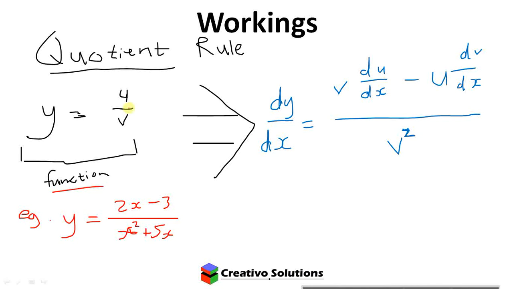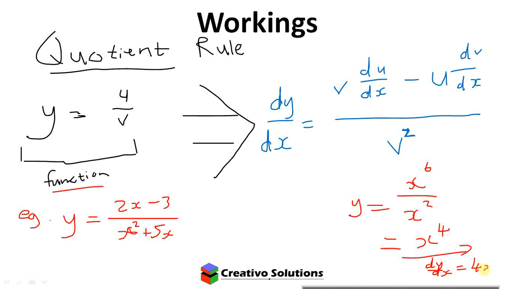The reason why you're using quotient rule here is because it's not like this. What happens if I gave you something like x to the 6 divided by x to the 2? Would I use quotient rule for something that looks like this? Definitely not. Why? I can simplify. x to the 6 divided by x to the 2 is x to the 6 minus 2, so it's x to the 4. Can I find the derivative of this very easily? dy over dx is 4x to the 3. Does that make sense?